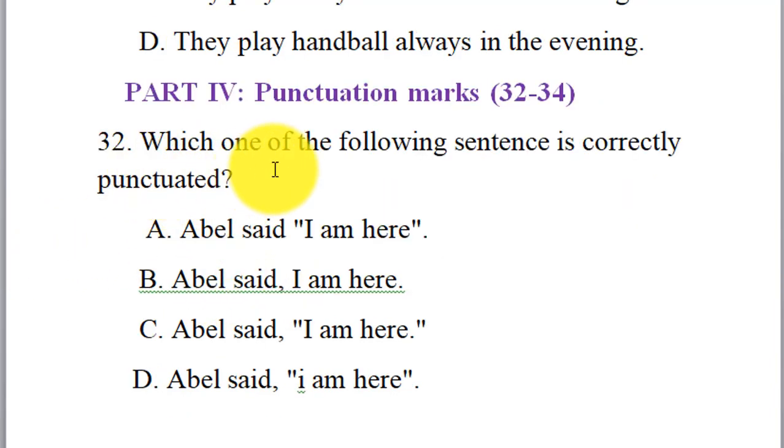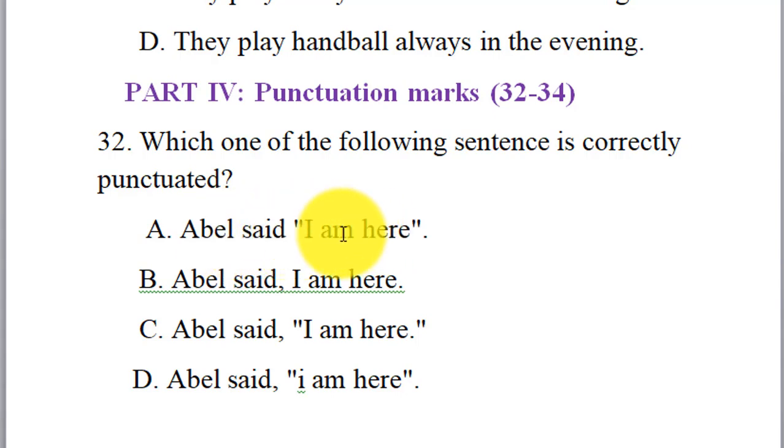Question number 32, which one of the following sentences is correctly punctuated? Abel said here. Yes, Abel said I'm here. So this is the direct statement. This sentence is Abel is saying, all right? This sentence which is enclosed in double quotation marks is what Abel is saying here.